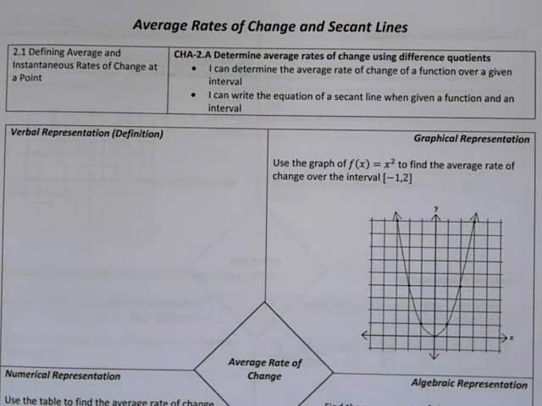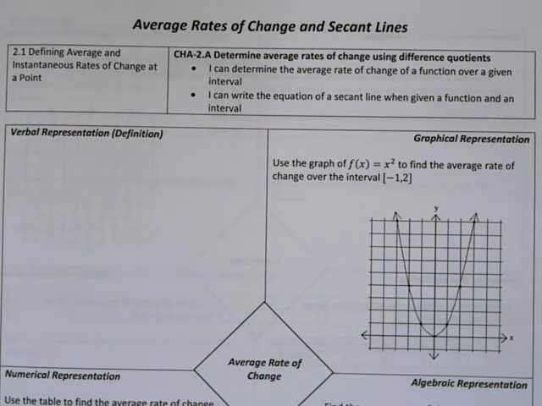Hi everyone. To get us started with Chapter 2, we're going to be talking about average rates of change and secant lines. These are things you have definitely learned about before, but we just want to go over what we really mean by average rate of change and secant lines so that we're all on the same page and have a really solid common understanding.